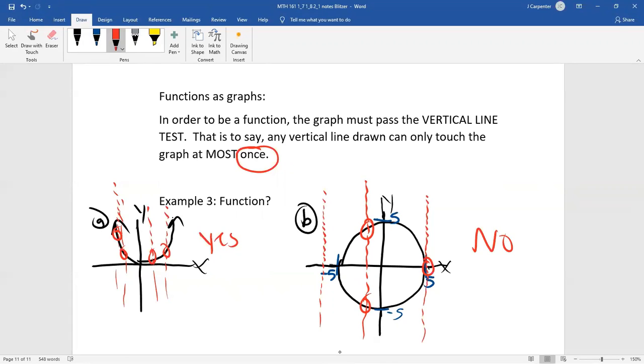So I want to point out something. This is the equation of a circle with a radius of 5. Again, this is the equation of a circle with radius 5 centered at the origin. And it's not a function because it fails the vertical line test.